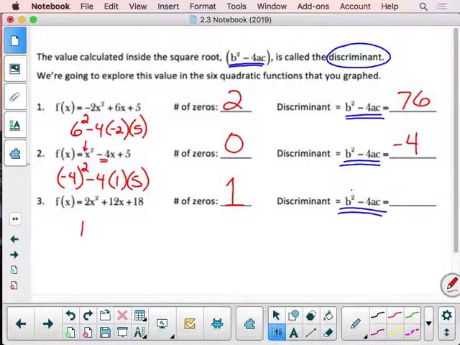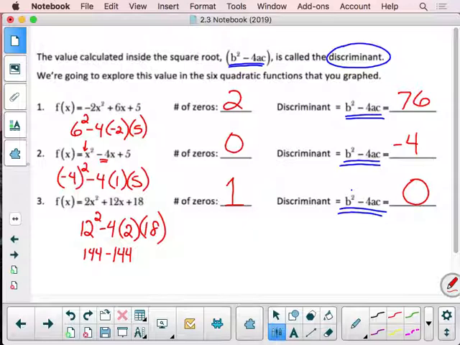And then move into number 3 here. B squared would be 12 squared minus 4 times a, which was 2, times c, which is 18. Now, this takes a little work, but you end up with 144 minus 144, and we get 0.